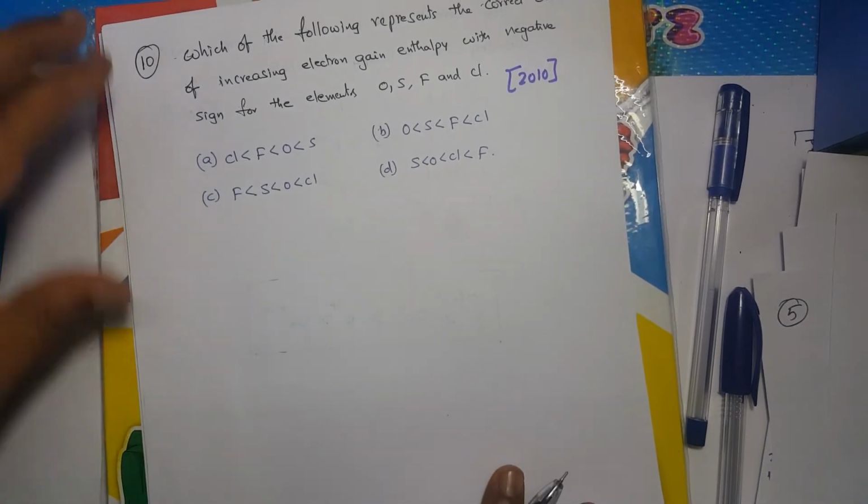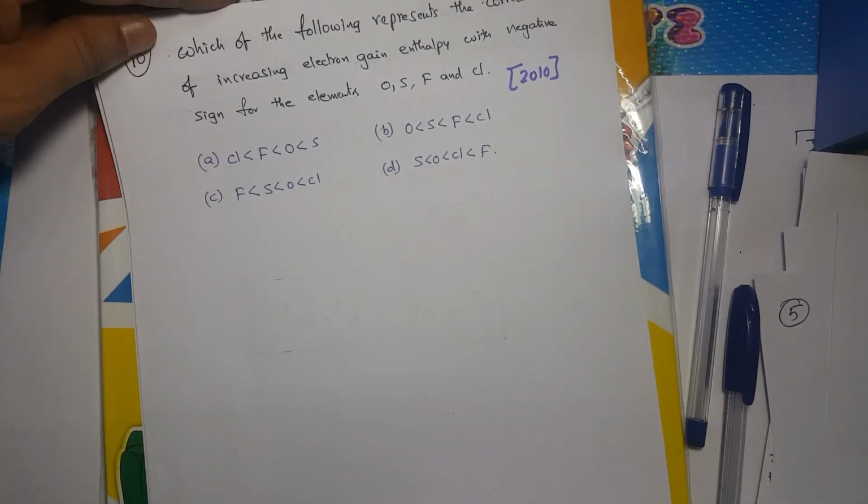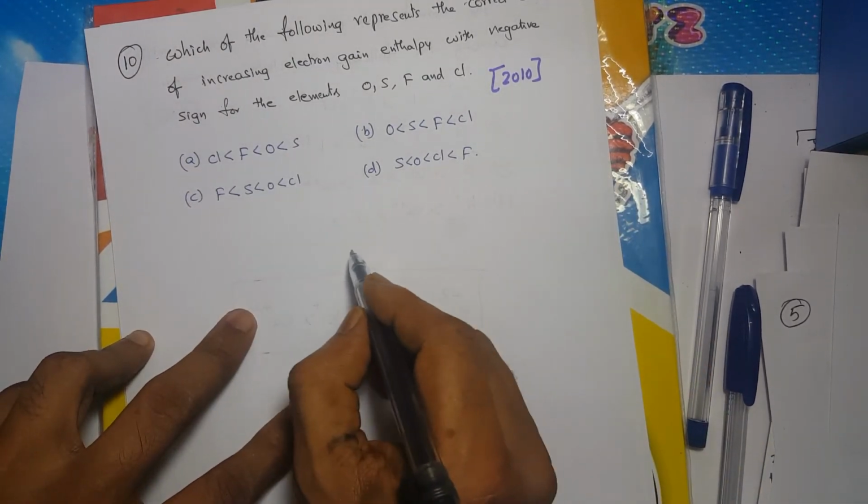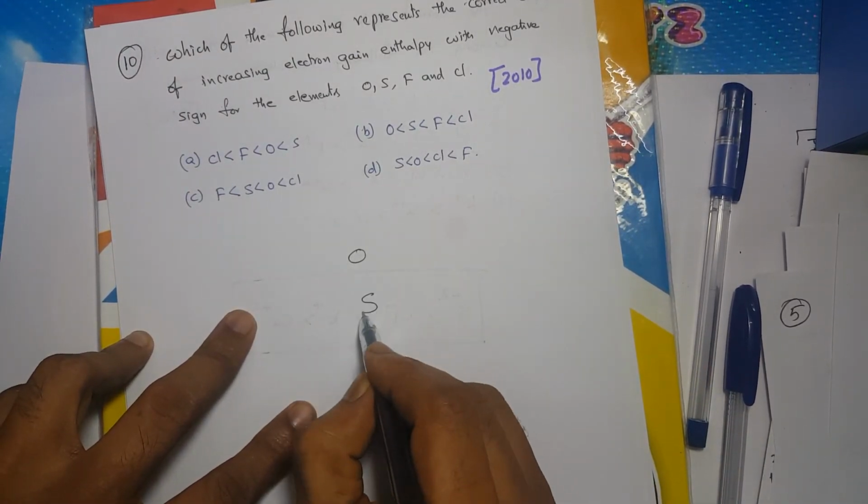Yeah. Okay, the next one is, which of the following represents the correct increasing electron gain enthalpy? So what are the atoms they have mentioned? Oxygen, sulfur.